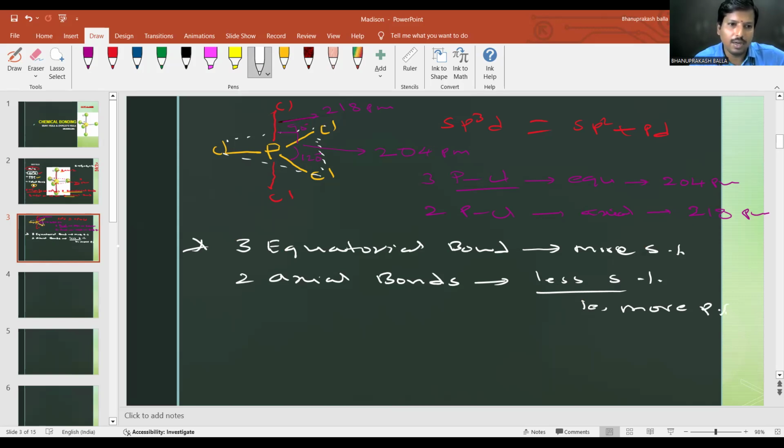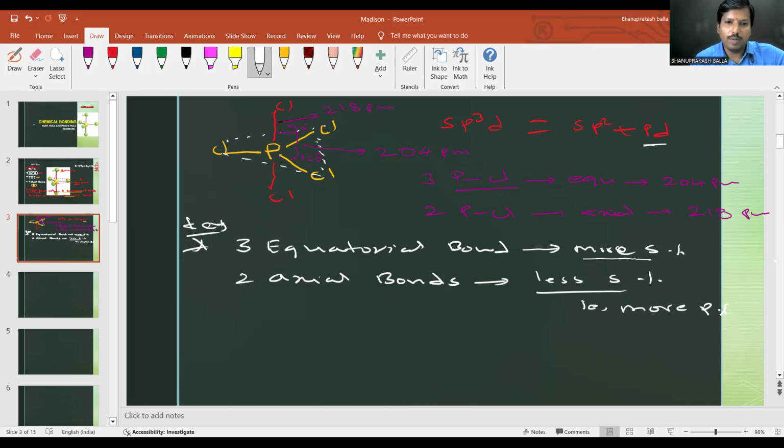So here is one important key point. What is the key point? The three equatorial bonds, what is the preference? More s percentage character. And the two axial bonds are along the z axis, the pz orbital. There is no s character, that is, less s character or more p character, obviously.